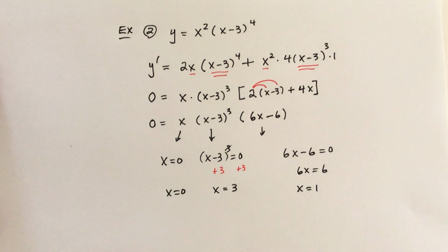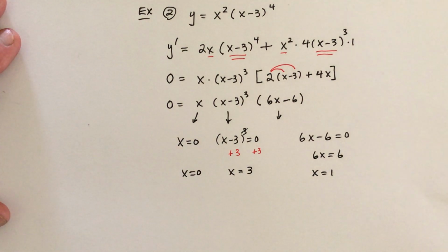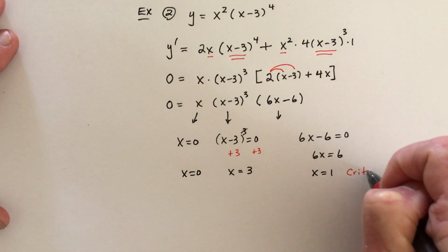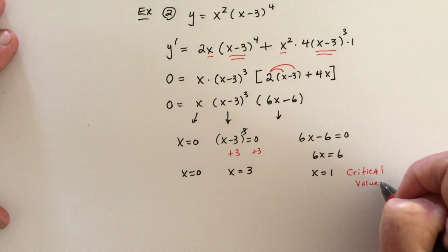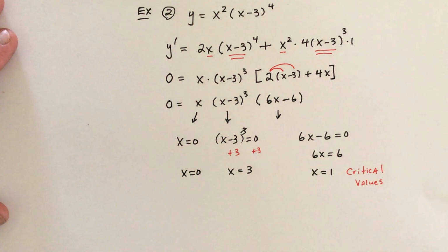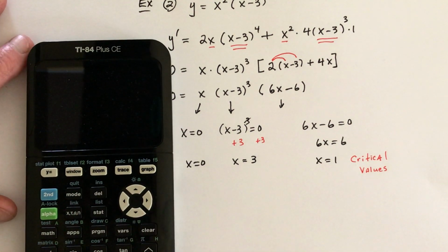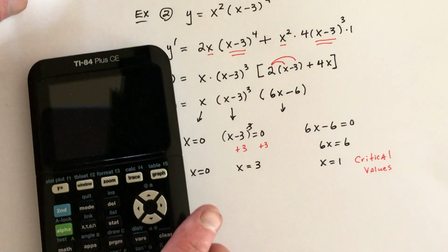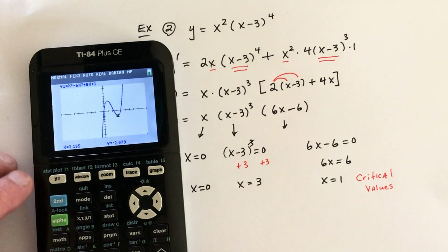So it seems that the important numbers are 1, 0, and 3. And by the way, these are also called critical values, because there's something critical or important happening to the graph at those 3 points. And then let's see what it is. So let me get the original problem back on the screen and graph the original problem.